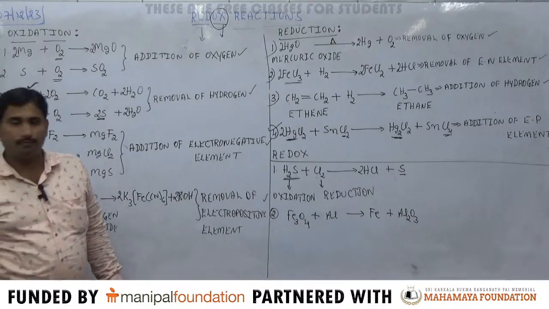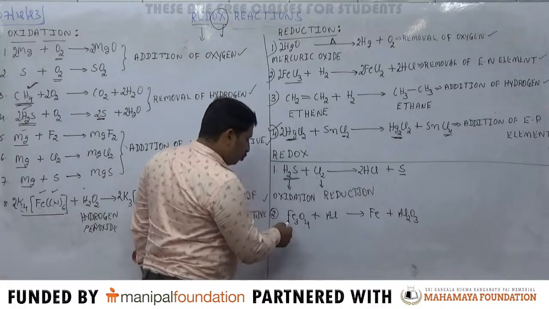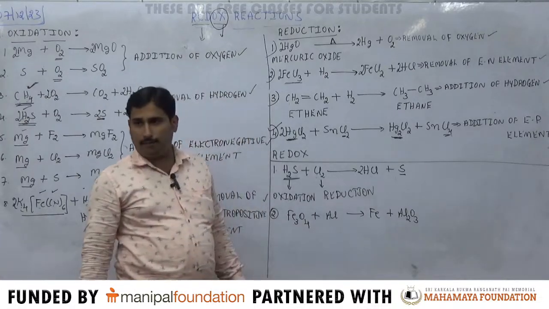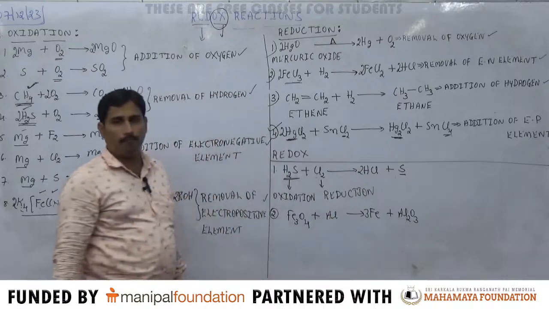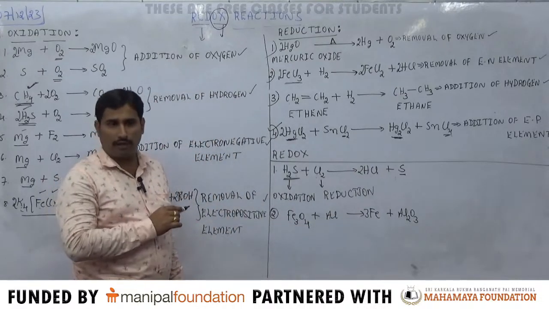Completed. Now there are 3 iron atoms on the left hand side. On the right hand side there should be 3 Fe. And when we discuss, look at the correct board.